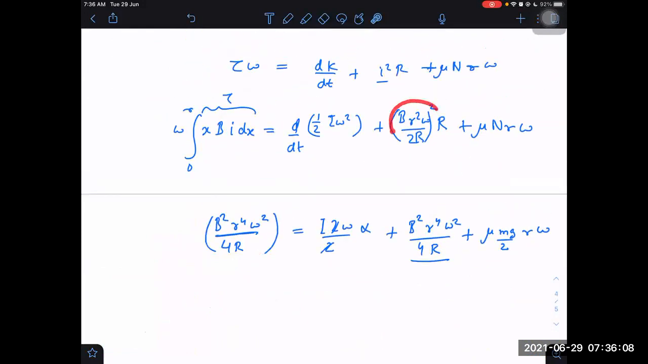this I square r term here and this term, are these coming out to be same or different? If these are same, then these will get cancelled out. Sir, what about torque produced by friction, sir? That is already taken into account here. Mu into mg by 2 into r into omega. That is already being taken into account. I am saying if there is no friction, let us say. Can we assume the case where there is no friction?